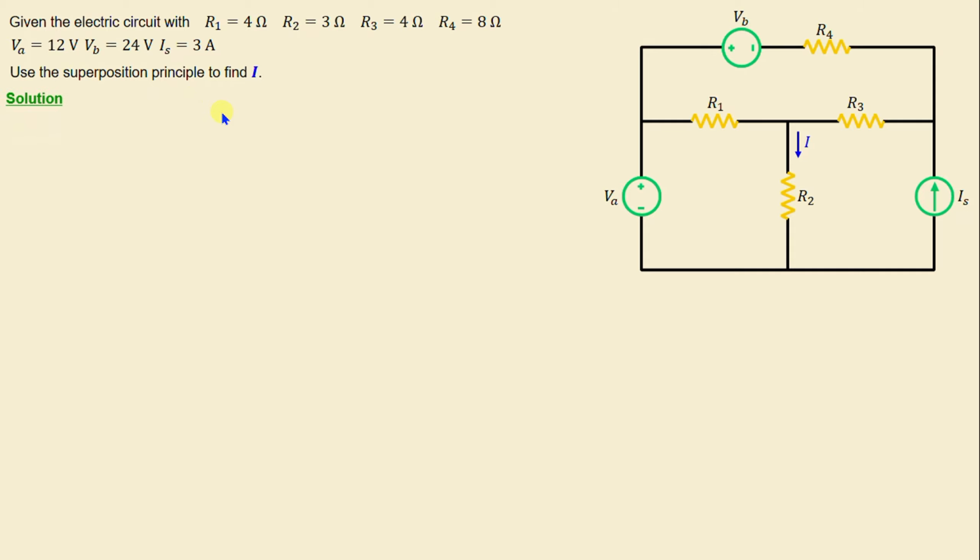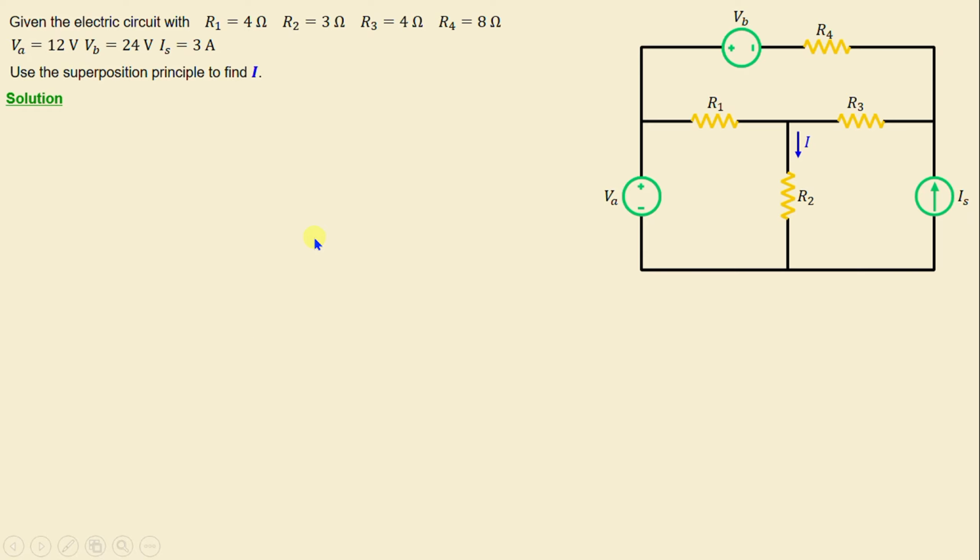First, we begin by identifying each independent source in this network. This step provides a clear understanding of the sources that will be analyzed separately. In this circuit, we can observe 3 independent sources, 2 independent voltage sources VA and VB, and 1 independent current source IS. Next, we proceed to deactivate all but 1 independent source in the circuits.